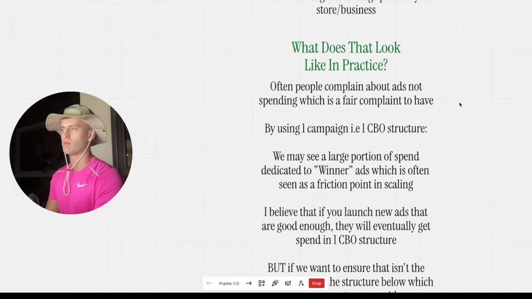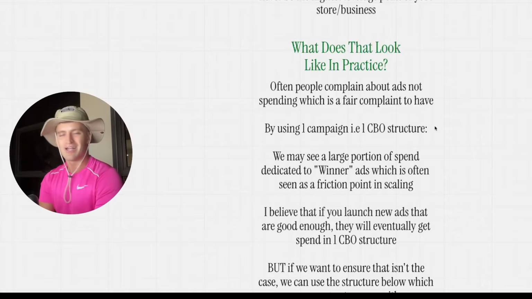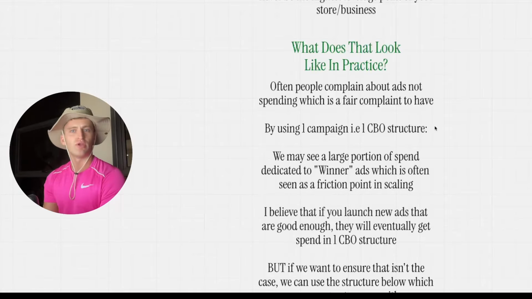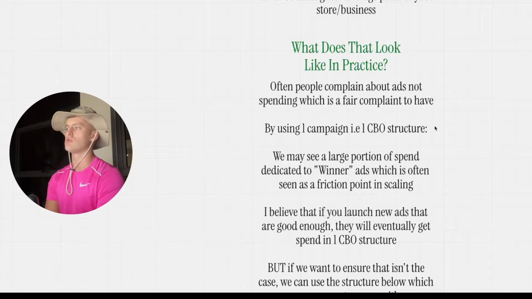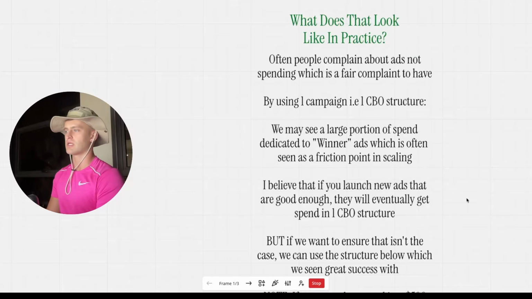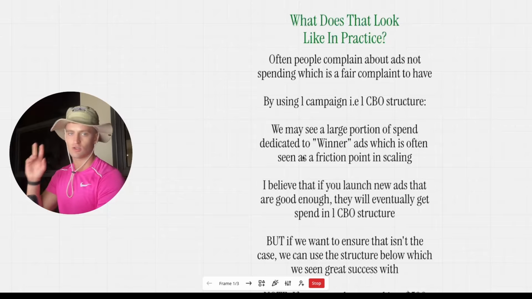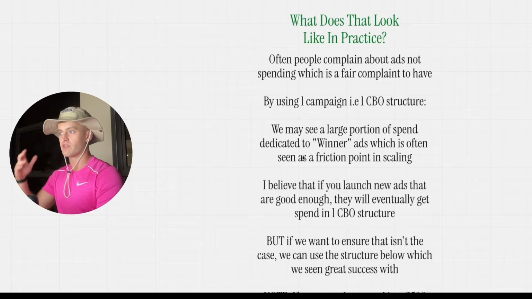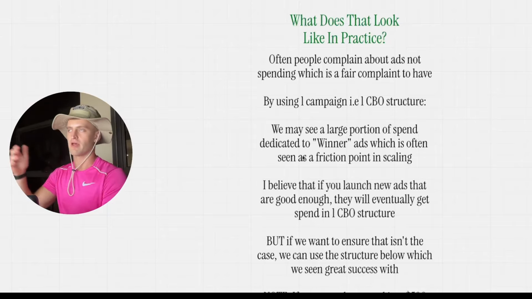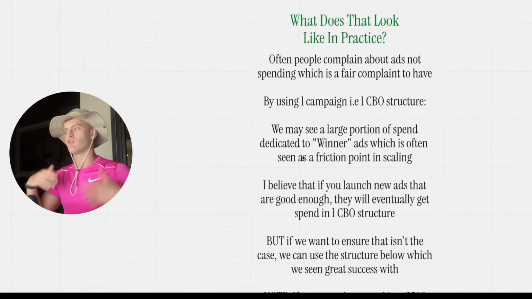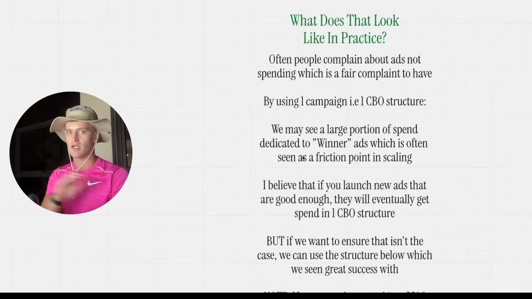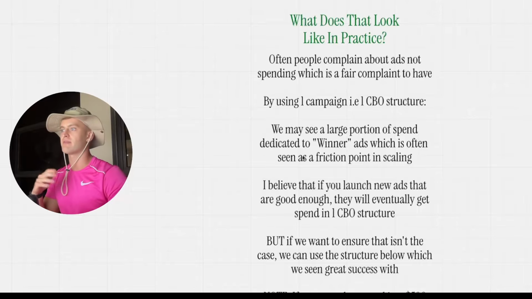Like I said before, people often complain that ads are not spending or they're putting in new creatives and they're not really doing anything. I think that if you use a one CBO structure like I do now and like I used to do before quite a lot, you're going to see oftentimes a large portion of your spend dedicated to winner ads, which is often seen as a friction point. They think, okay, I've got this winning product, I've got this winning ad, all my spend's going there, no other ads are getting spent, and they think that's a bad thing.